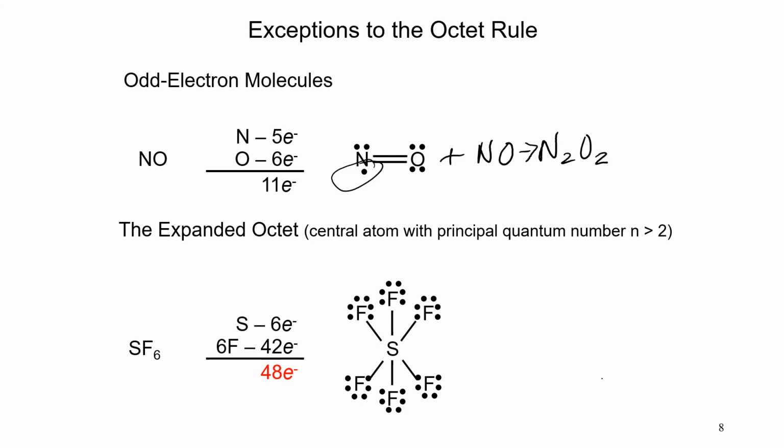But sulfur is one of those elements that can accommodate an expanded octet. And here we have sulfur hexafluoride. So we have those 6 fluorine atoms surrounding that sulfur atom, which has 6 bonds, or 12 electrons. And we will see more examples of expanded octets in Chapter 10 when we discuss geometry.